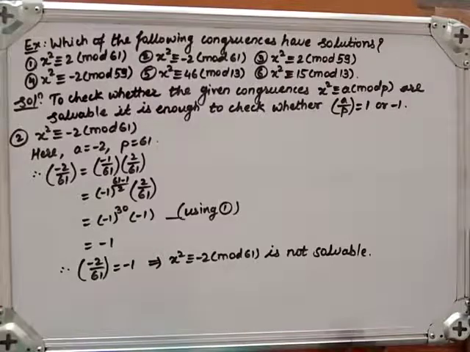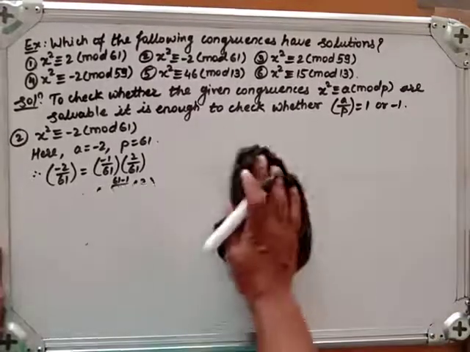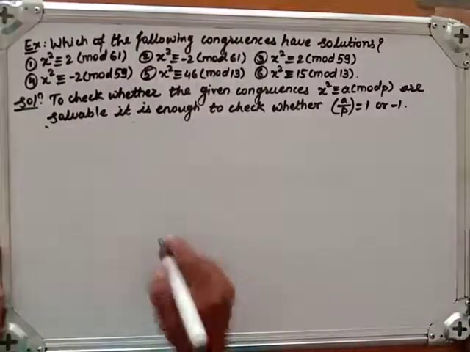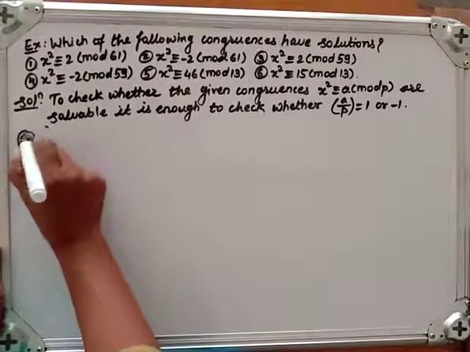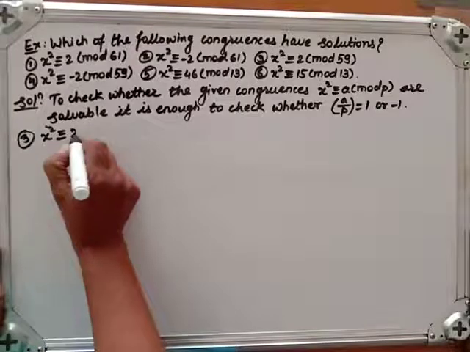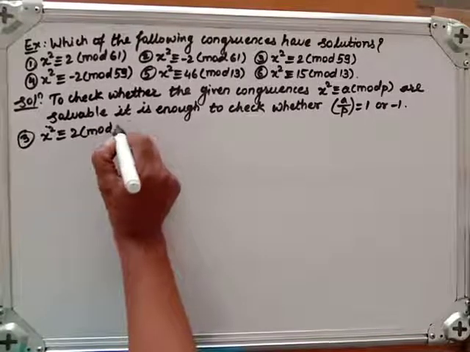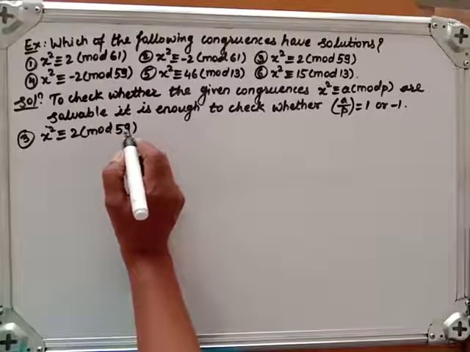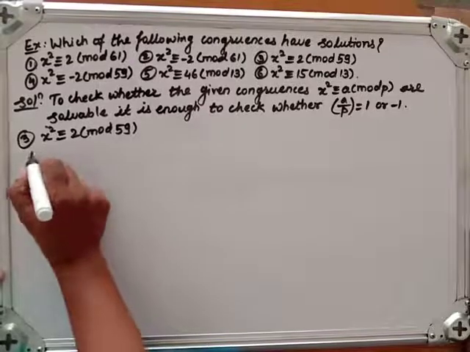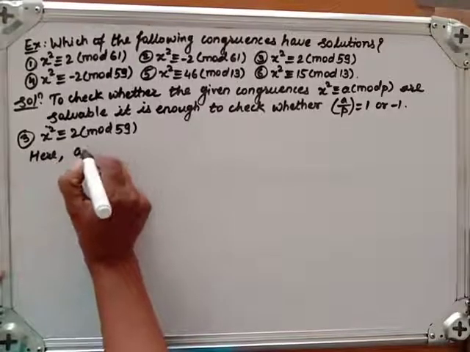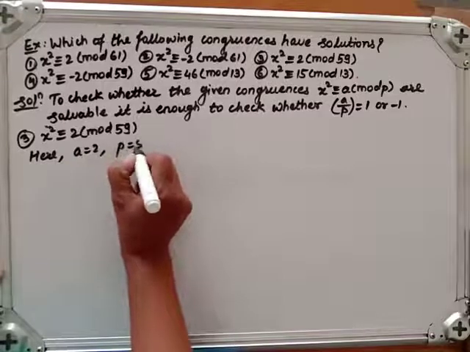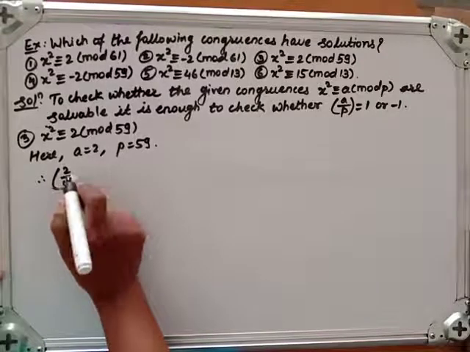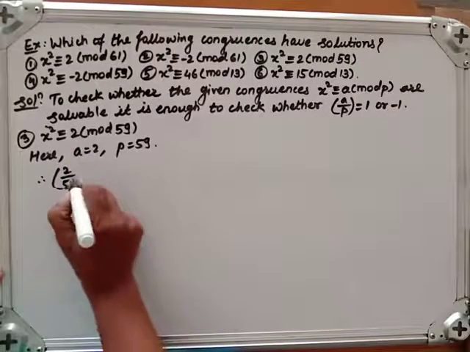Now let's go for the third one. The third one is x squared congruent to 2 modulo 59. So here a is equal to 2 and p is equal to 59. Therefore, the Legendre symbol of 2 over 59.